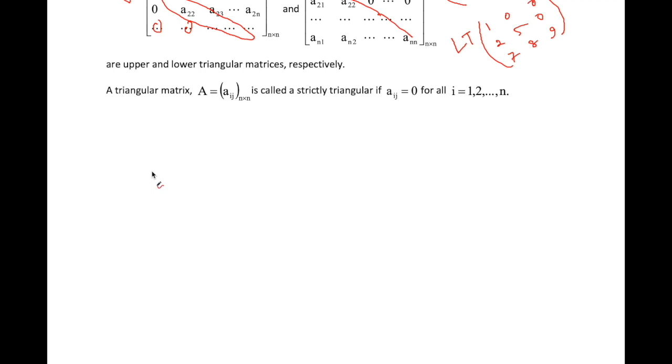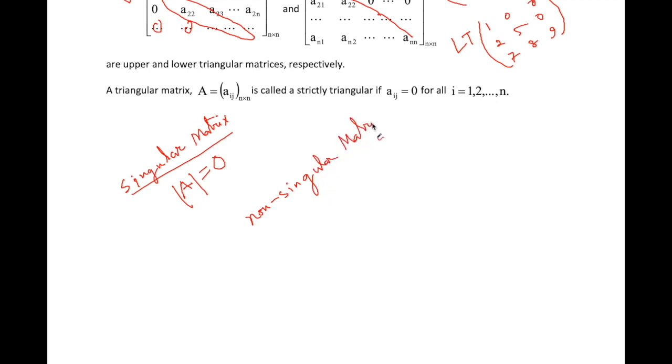And the next type, let me say another one, which is the singular matrix. A square matrix is said to be a singular matrix if its determinant equals 0. Let me say it again. A square matrix A is said to be singular if its determinant is 0, and a square matrix A is said to be a non-singular matrix if the determinant of A is not equal to 0.